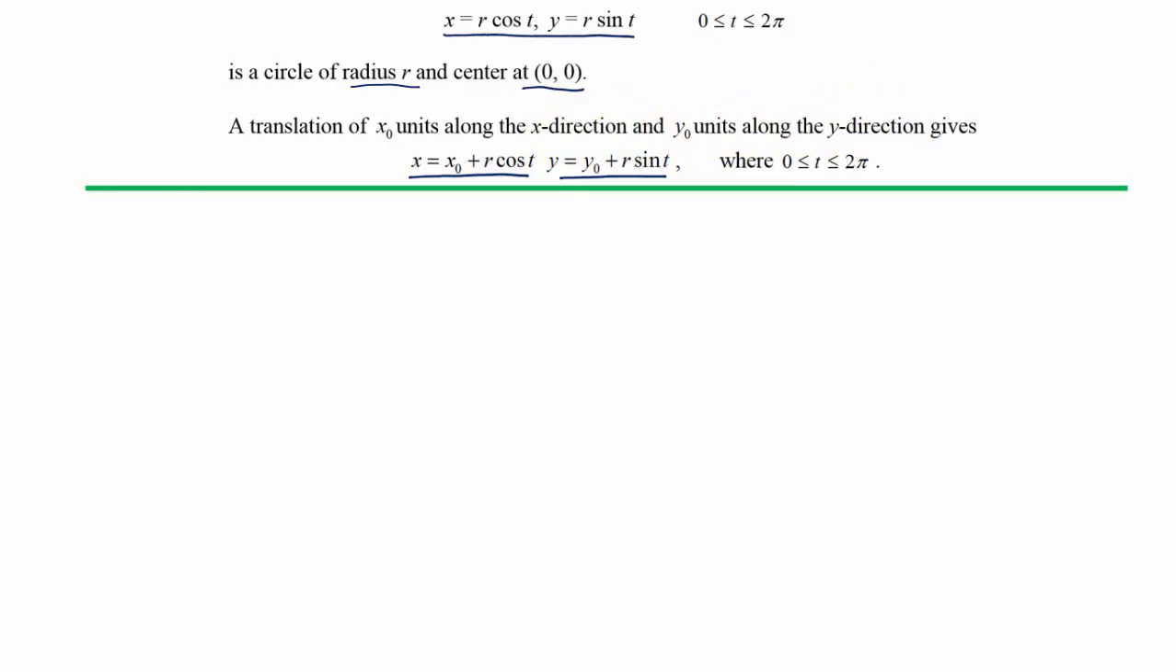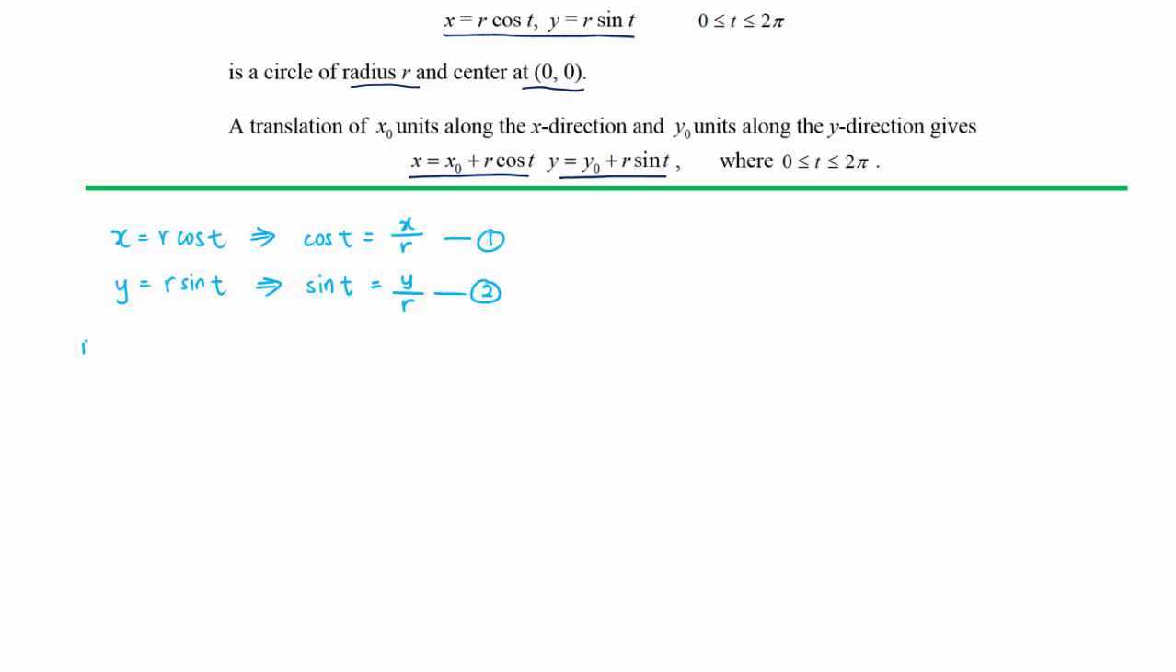Let us first see why this expression will give us a circle of this radius and this center. Let's rearrange the equation. We have x is equal to r cosine t. This implies that cosine t is equal to x over r. We have y is equal to r sine t, which implies that sine t is equal to y over r.